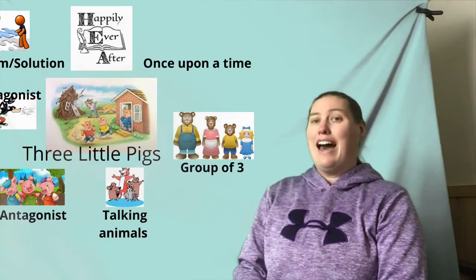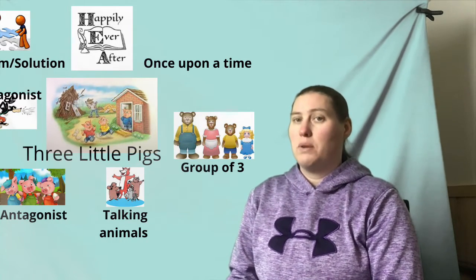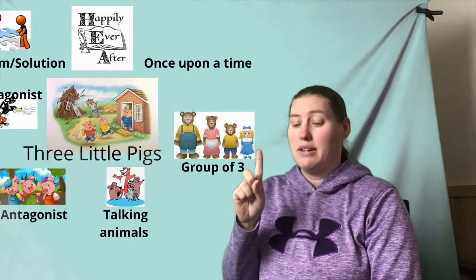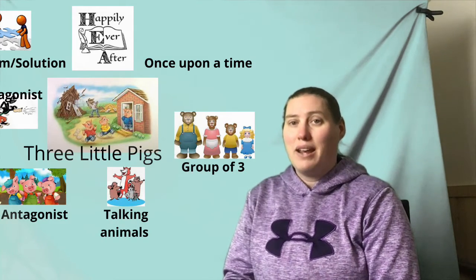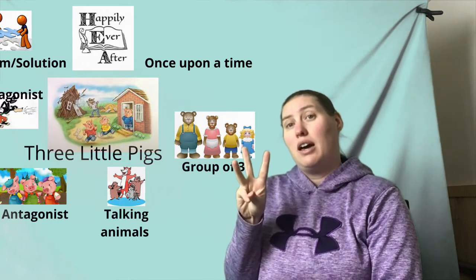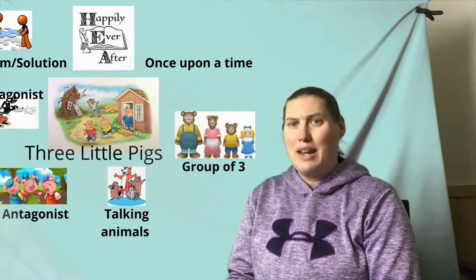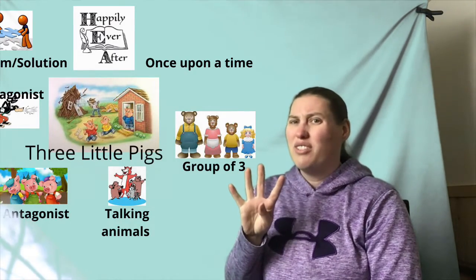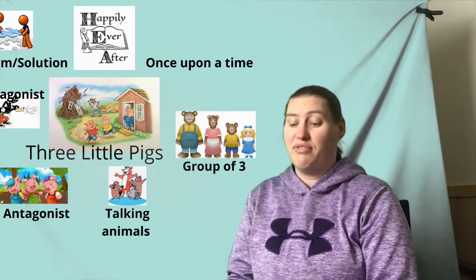So the first thing I can think of is that story right off the bat started with Once Upon a Time. So there's the first story element already, Once Upon a Time. The second element that I found was it had a set of 3 because there was 3 pigs. The third element I want to talk to you guys about is the antagonist. Those are the good ones, right? So the pigs are the good characters. And then we have the fourth element. We have our protagonist, which is the big bad wolf.